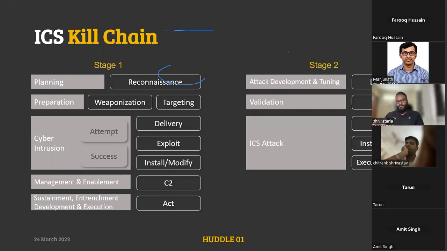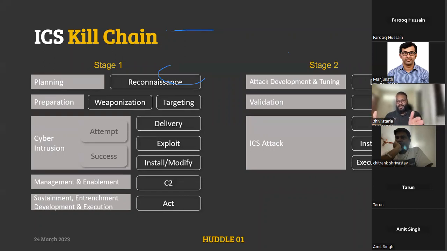The first stage will be executed maybe a few years ago, where they will learn about the system and establish a persistent command and control cell. And sometimes they will achieve multiple command and control cells. In stage 2, they will deliver the payload or malicious application to the system through the command and control achieved in stage 1, and finally go and damage the physical process in the plant. So that's the difference. On the IT side, it is a one-phase approach, but here it is a two-phase approach.